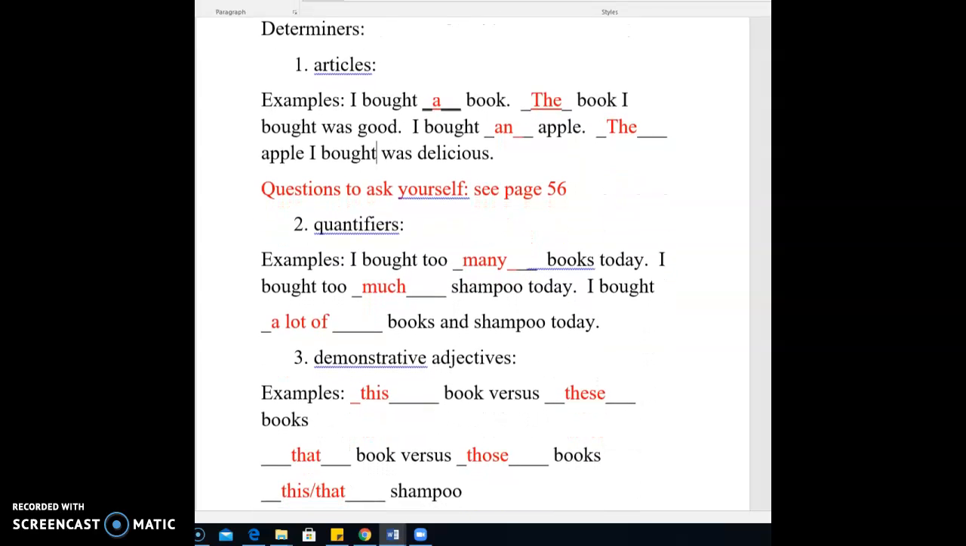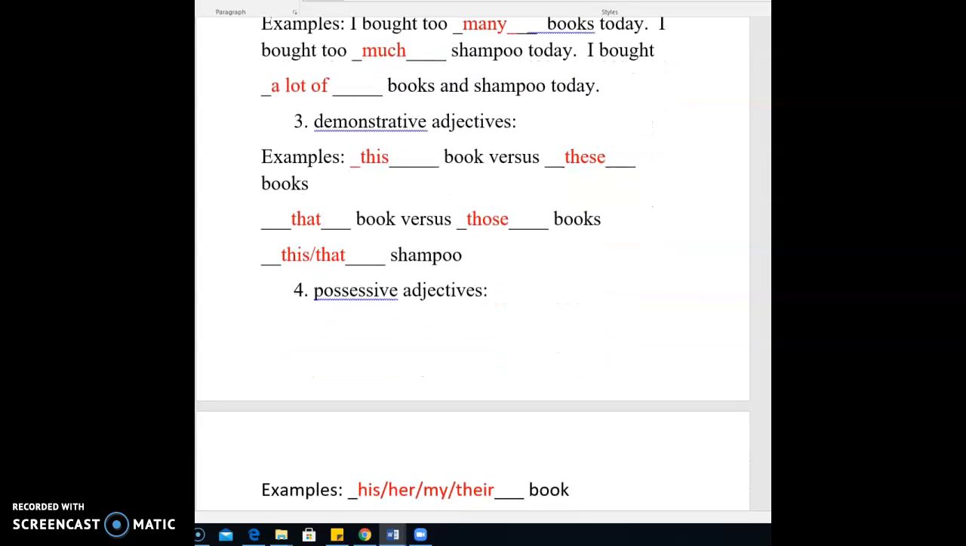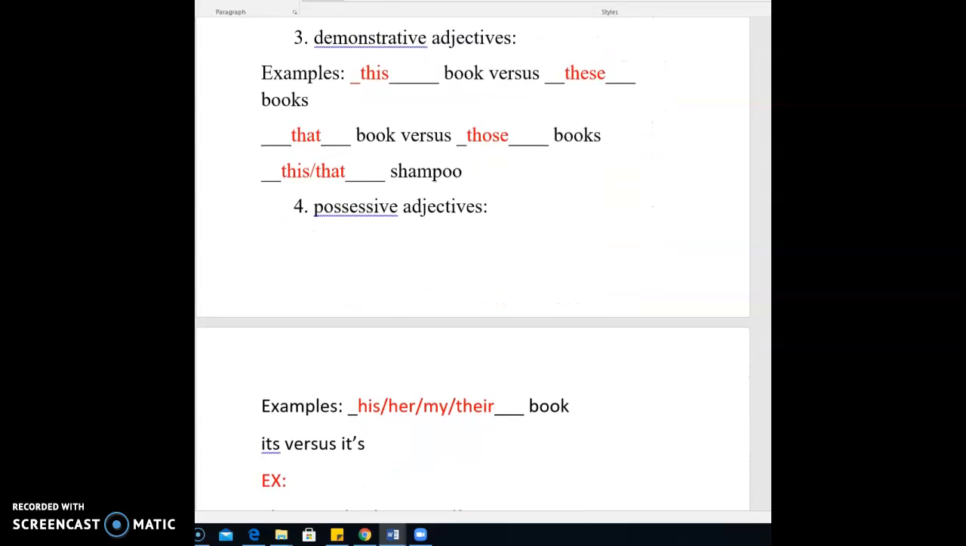Okay, so let's move to the next type, which is demonstrative adjectives. Okay, so you almost can hear the word demonstrate in the adjective demonstrative. Okay, so this is the adjective form of the verb to demonstrate, and these adjectives are, for example, this book, so this singular book versus these books, okay? So singular, plural, okay? For countable nouns.